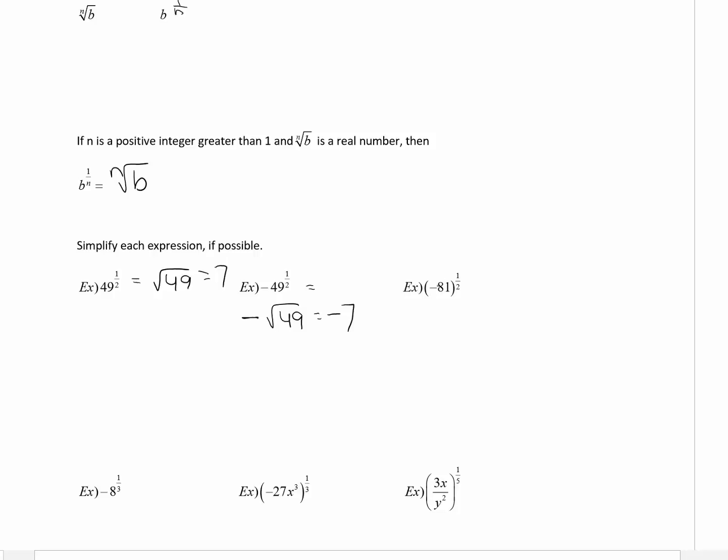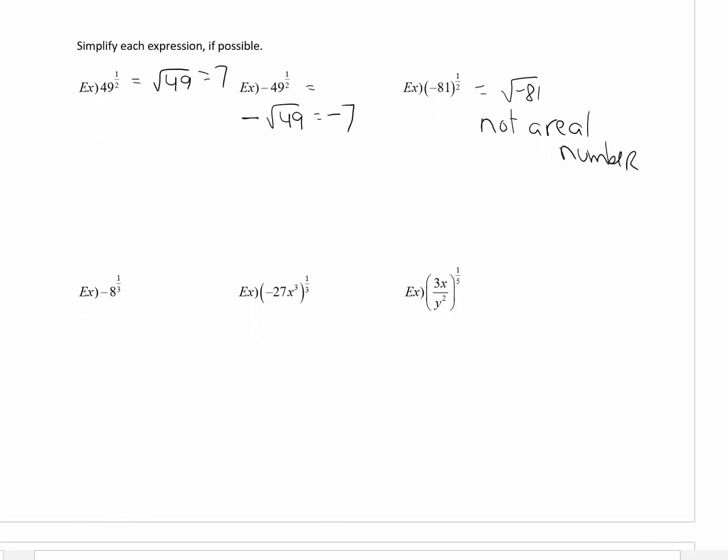Now, notice where the negative is here. It's inside the parentheses. So when I rewrite this, the negative is going to go in under the radical. The problem is the square root of negative 81 is not a real number. So it makes a very big difference on whether the negative is inside the parentheses like this example, or if it's outside the parentheses like the previous example.